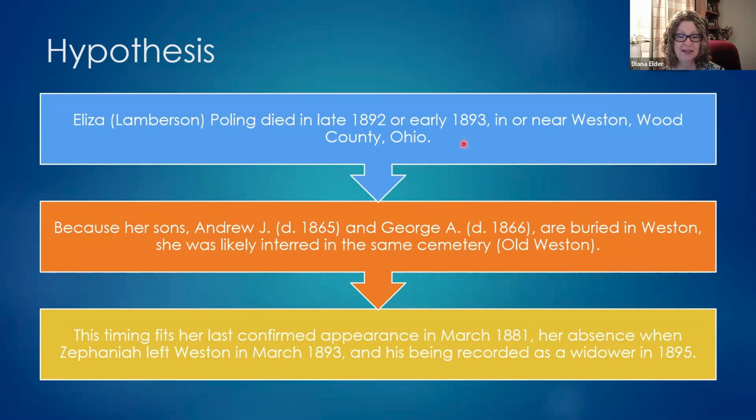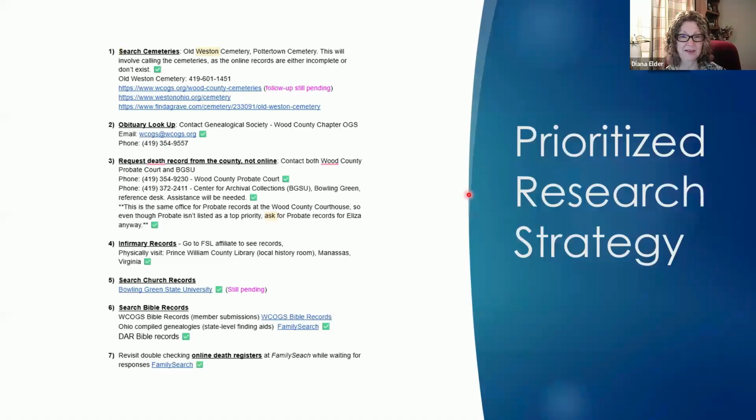And the date, it could be earlier than that. It's something that we also want to keep in mind because who knows how early or how late she actually died in that span of 14 years. So the next step is to come up with a good prioritized research strategy. And how do we find the records that could possibly give us an answer?